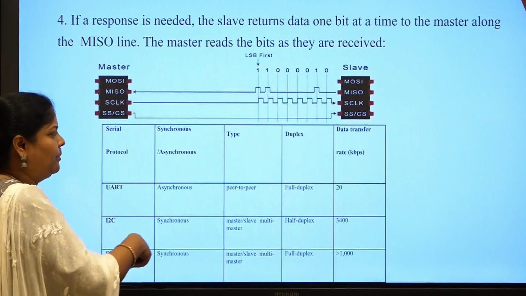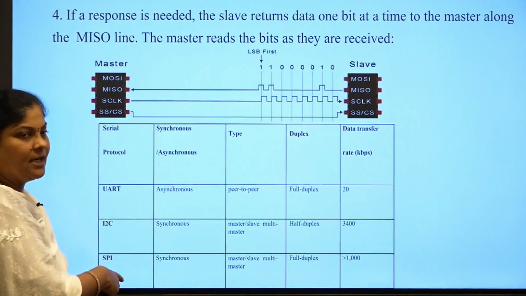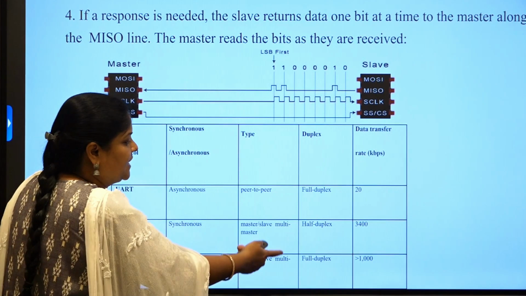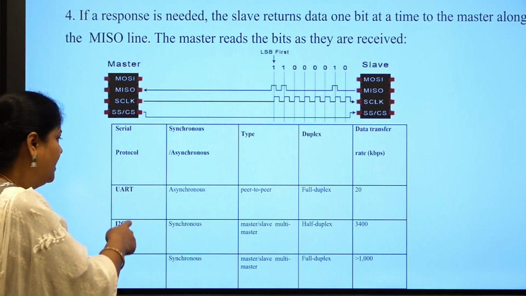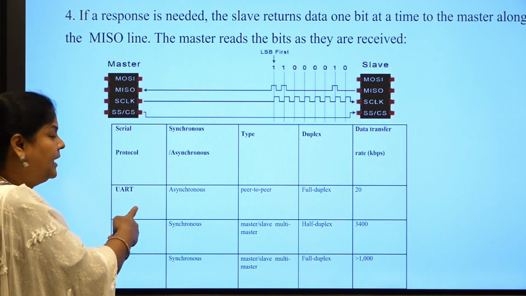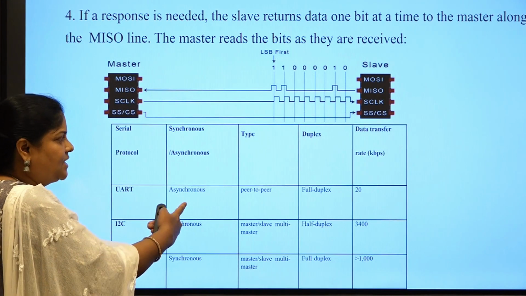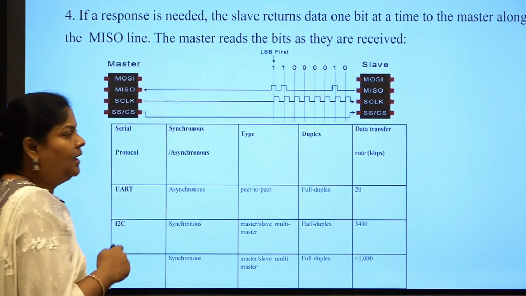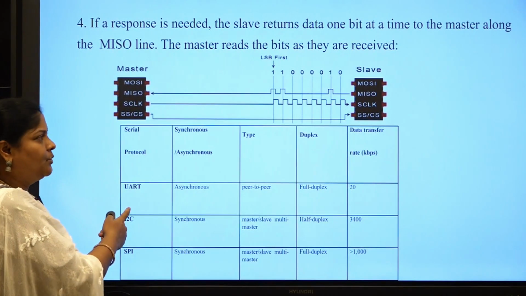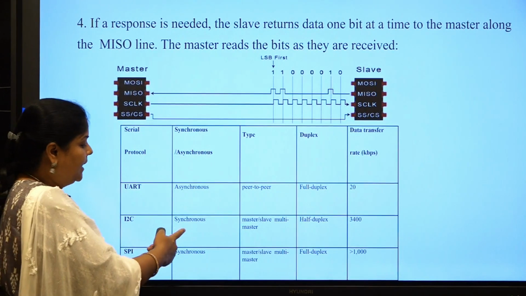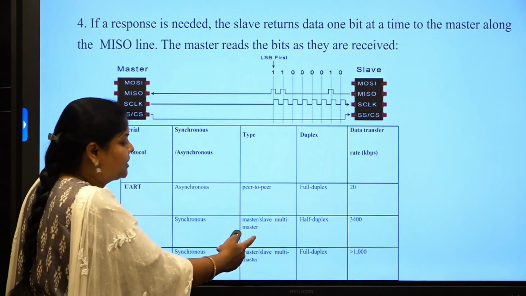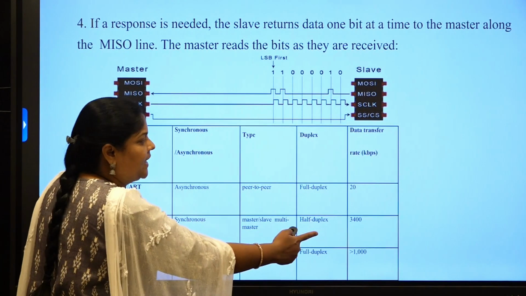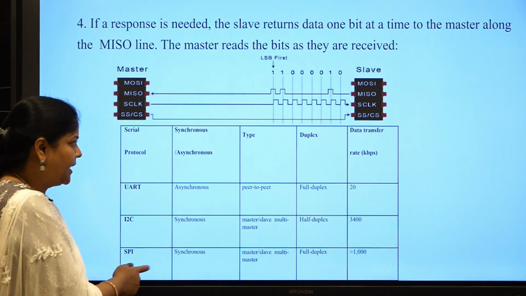This is the table which tells us the different types of serial communication we have seen till now, the type of communication, what duplex method it supports, and the data transfer rate. UART was the first serial communication; it is asynchronous, peer to peer, full duplex, and the data transfer rate is 20 kbps. In the same way, I2C is a synchronous type, and the relationship between the master and device is a master slave relationship. It supports half duplex and the data rate is 3400 kbps.